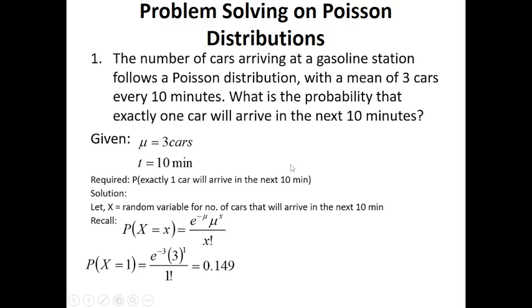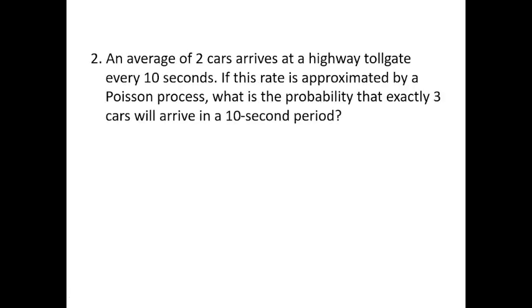So in that case, we can now proceed with another example. We have an example: an average of two cars arrives at the highway toll gate every 10 seconds. If this rate is approximated by a Poisson process, what is the probability that exactly three cars will arrive in a 10-second period?